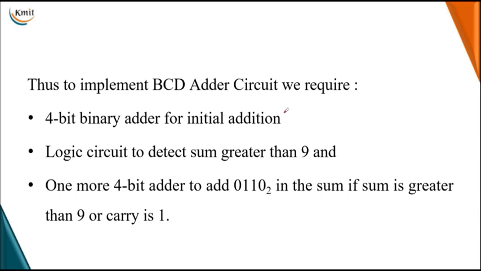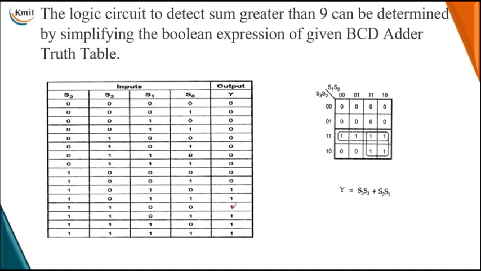First one is your 4-bit parallel adder for addition of your given BCD numbers. Second one is a logic circuit to detect whether your summation is greater than 9 or not. Third one is the correction of your binary summation to obtain your result in BCD by adding 6. So if a carry is generated and your summation is less than 9, there also we have to add 6 to that binary summation.